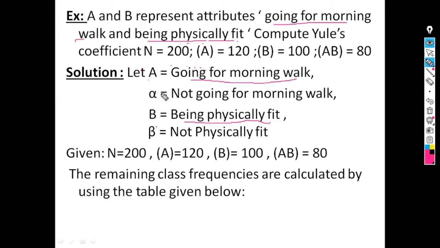Now the opposite of A is alpha and of B is beta, means we have to write our absent attributes. If A is going for morning walk, then its opposite is not going for morning walk, therefore alpha is not going for morning walk. And if B is being physically fit, then its opposite is not physically fit, so beta is equal to not physically fit. Now the given things are N is 200, A is 120, B is 100, AB is equal to 80. And we have to calculate Yule's coefficient of association between these two attributes.